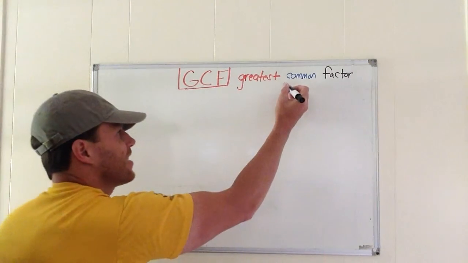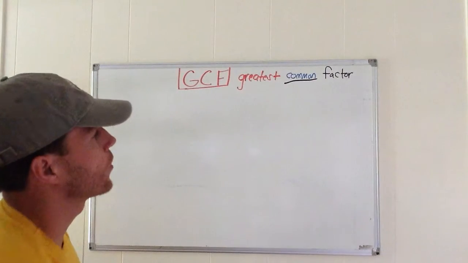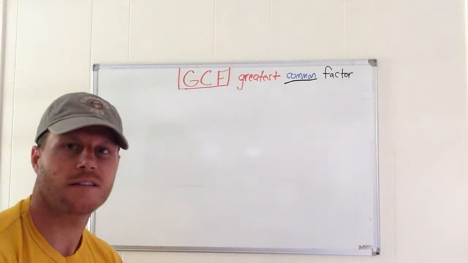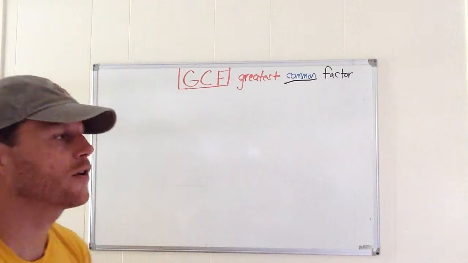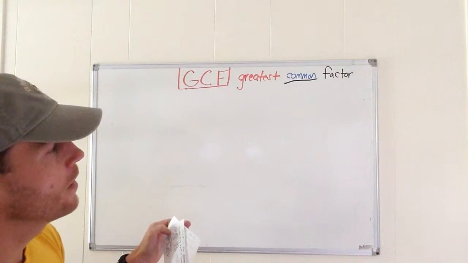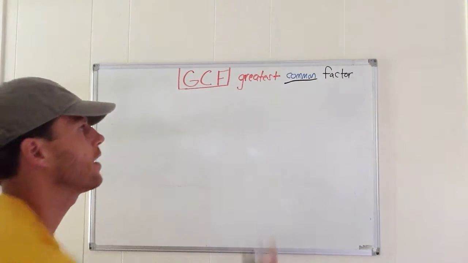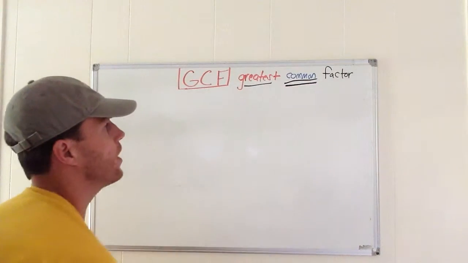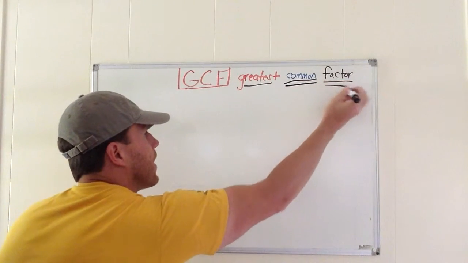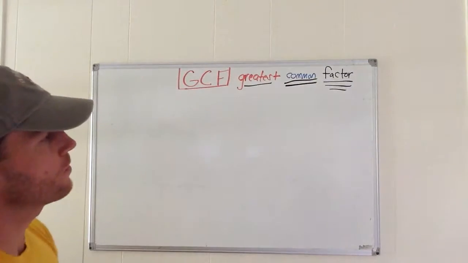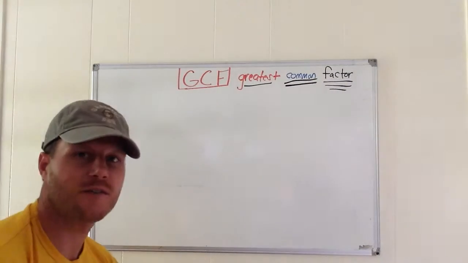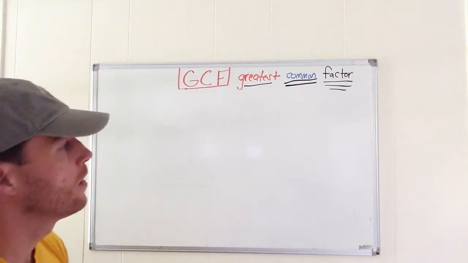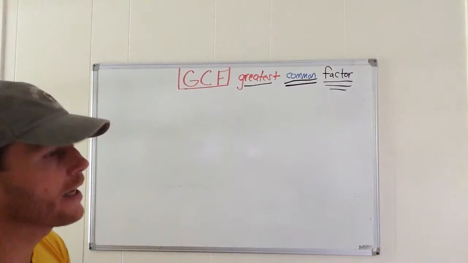And that brings us to the second word there, common. They have to share something. So we're going to look at two numbers that are given to us, and we need to find the greatest or highest common shared factor. A lot of people explain factors different ways, but factors are numbers that multiply into a number.